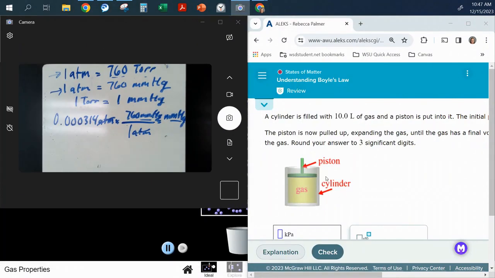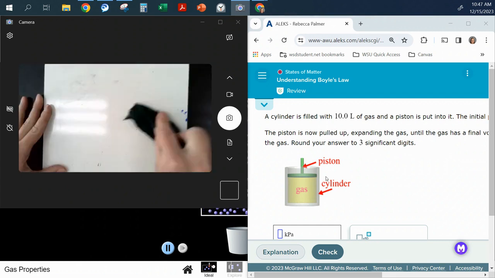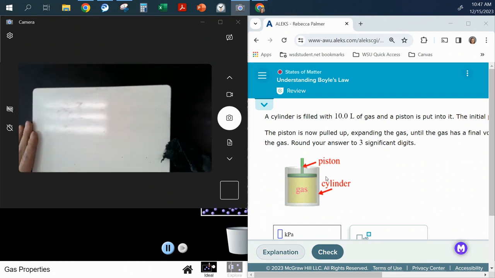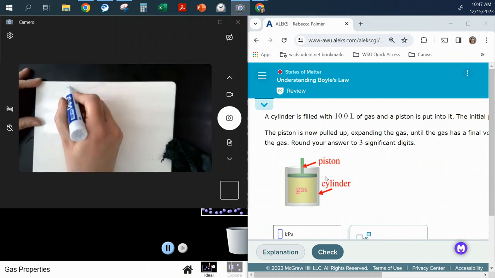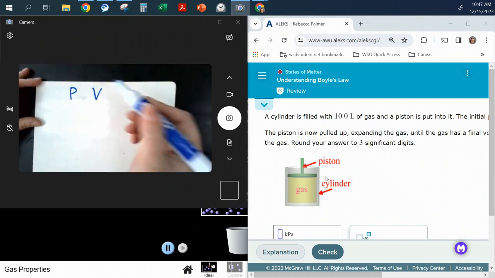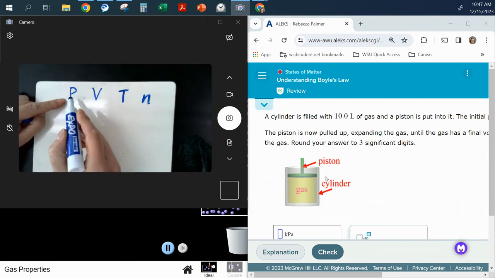Okay, so this is Boyle's Law or the piston problem. If you have a piston problem, you're going to think like this. So we're going to draw this table and see if this helps us. So we've got P, V, N, T. So this is what can change.